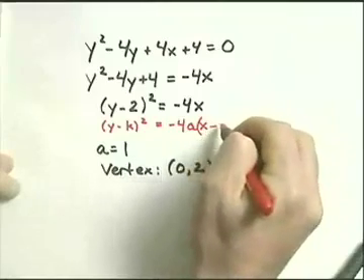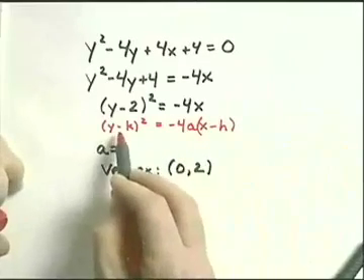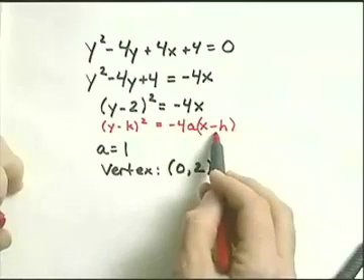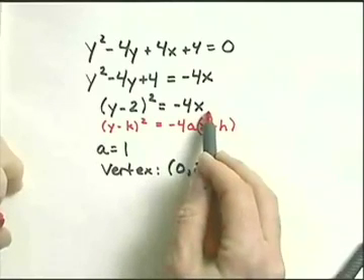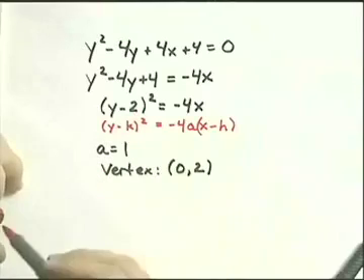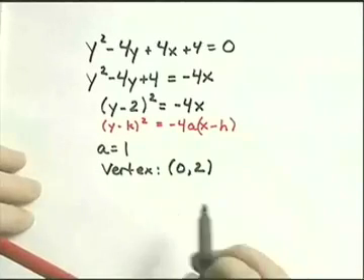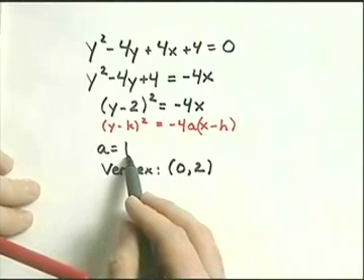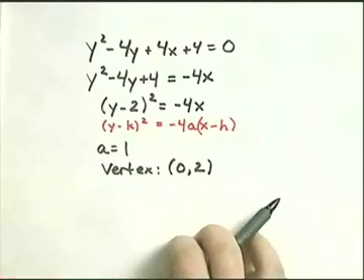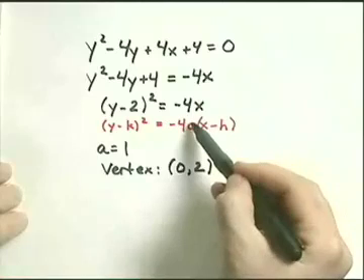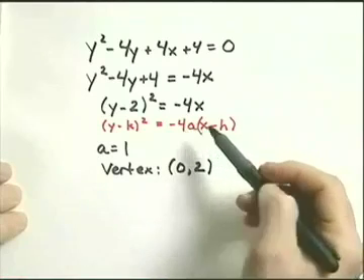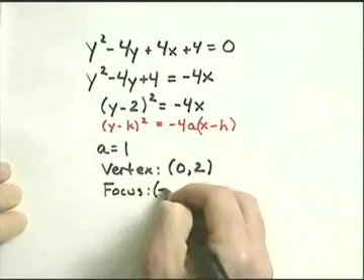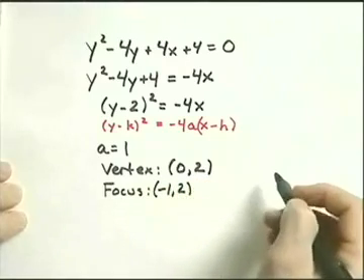An easy way to see that is to write this expression as y minus k quantity squared equals negative 4a times x minus h. Now we can see h is 0 and k is 2. The focus is going to lie a equals 1 unit to the left of the vertex. Again, that's because the parabola is opening to the left. So the focus is at the point negative 1, 2.